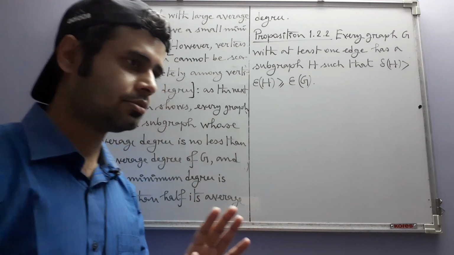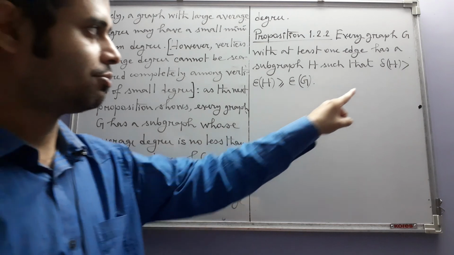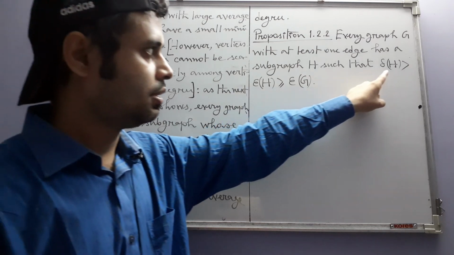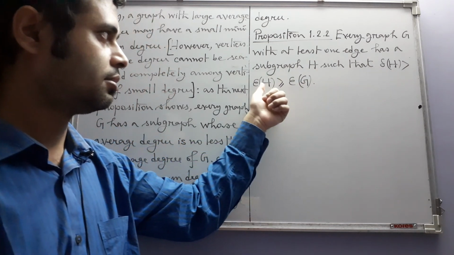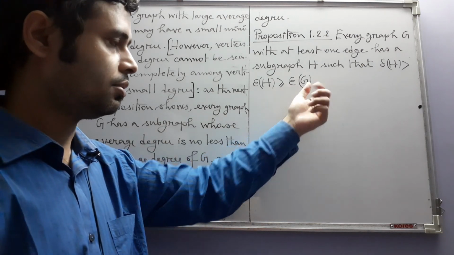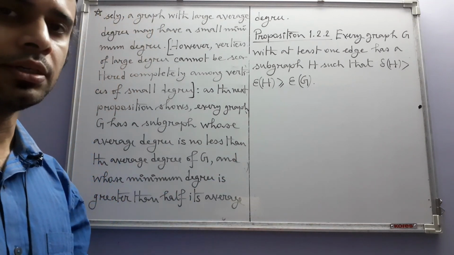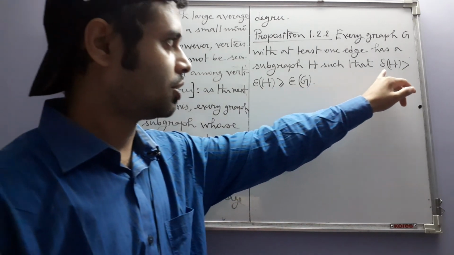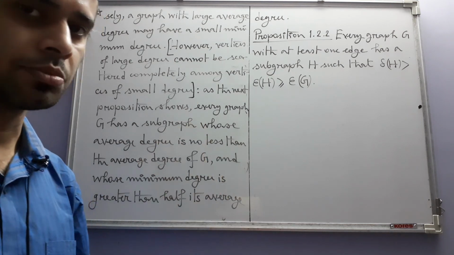So let me tell you a little bit about the proof. In the proof, our aim will be to find a subgraph H which satisfies these inequalities. Now, I want to make the minimum degree of H large. So that means I have to remove vertices of small degree from G so that ultimately vertices of large degree remain. Because I want to increase the minimum degree, I have to abandon the vertices of small degree.